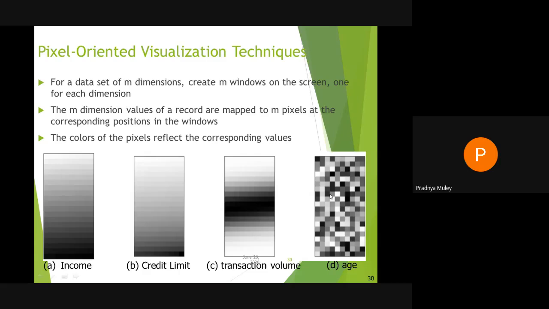In these pixel-oriented techniques, data records can be ordered in a query-dependent way. For example, given a point query, we can sort all records in ascending order of similarity to the point query. Filling a window by laying out the data records in a linear way may not work well for a wide window. This shows the relation between the 4 criteria, that is, the impact of income on credit limit, transaction volume and age. This is an example of the pixel-oriented visualization technique.